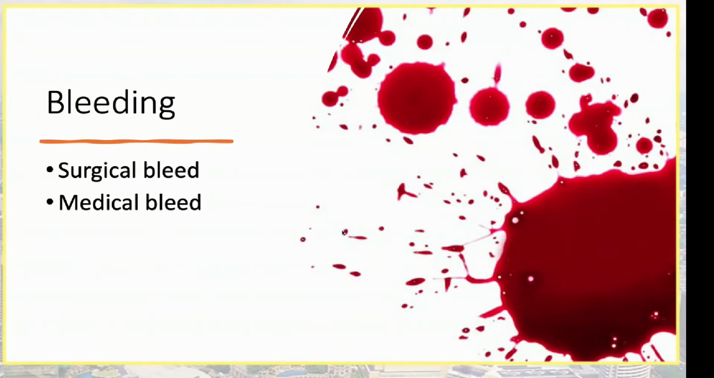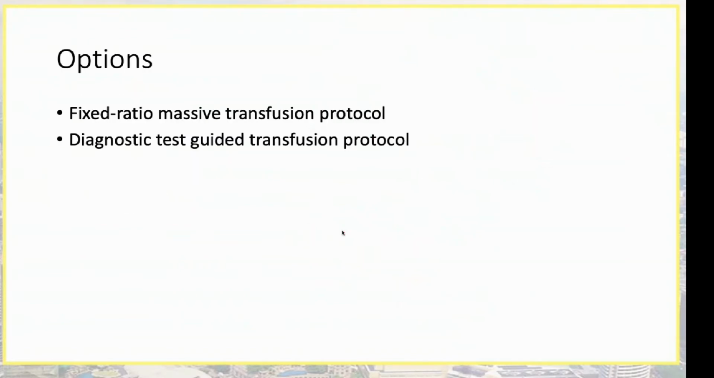So obviously bleeding, when we talk about bleeding, we have surgical bleed and medical bleed. So the surgeon will concentrate on getting the bleeder hemostasis, and also we as anesthesiologists, we will concentrate our work on the resuscitate and correct the medical bleed. So what are the options that we have?